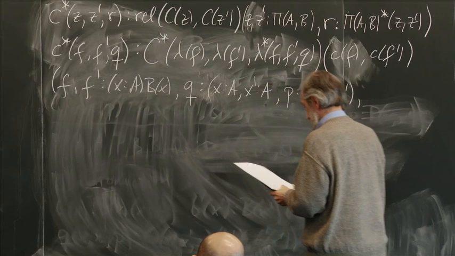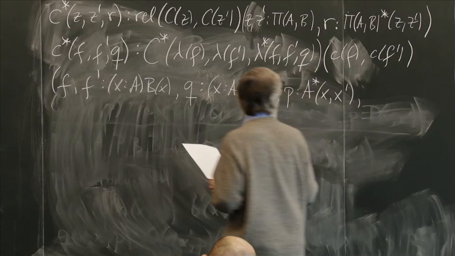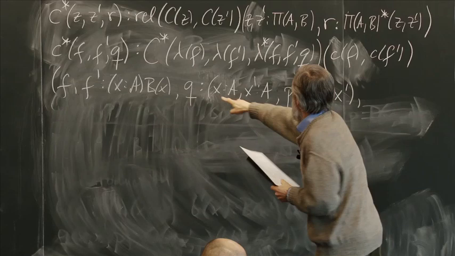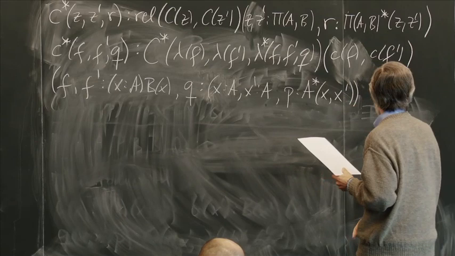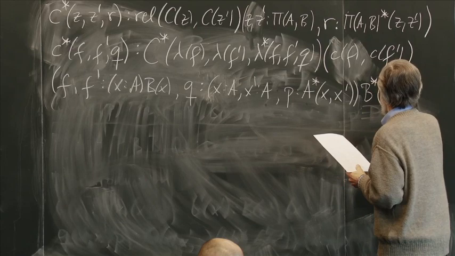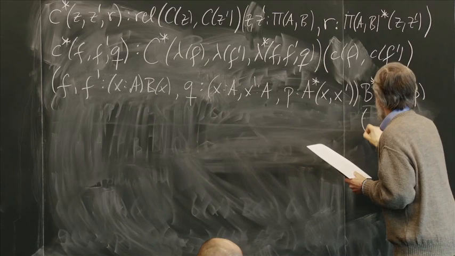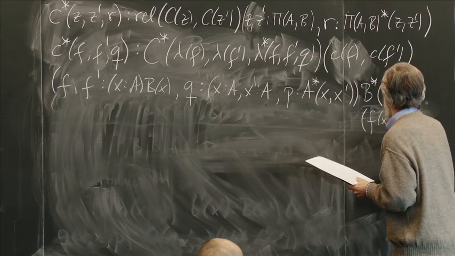A star of x, x prime, and then B star. So the abstraction here of those three variables, followed by B star of x, x prime, p, applied to, so this is now a relation that we can apply to f of x and f prime of x prime.